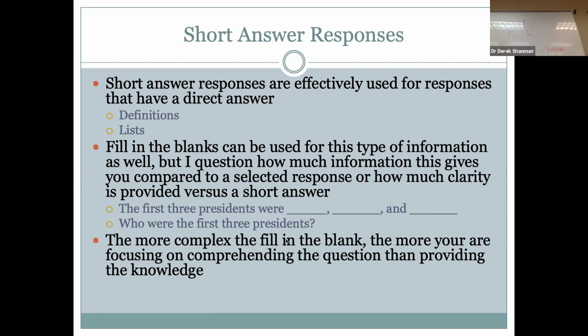allows for short answer allows for more behavior to be omitted. I have to put the commas, I have to do the and, I have to create the list versus just filling in the blanks, just the knowledge.